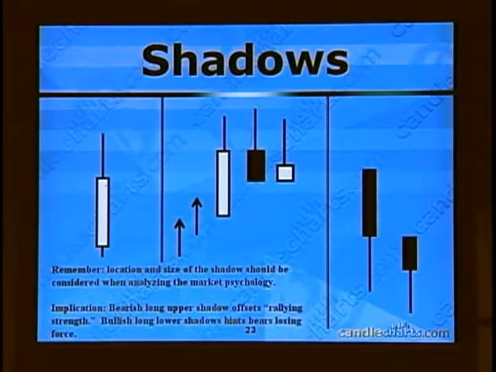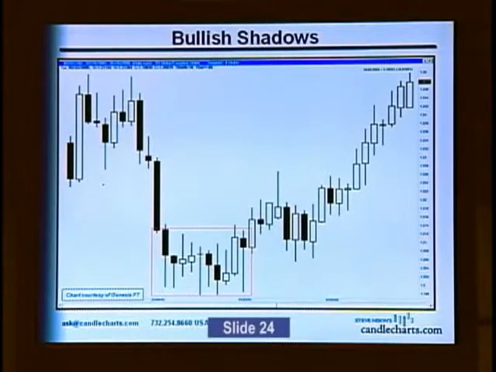Okay, so we always have to look at shadows. So here, for example, we have a series of long lower shadows near the same support area. Time after time after time, rejecting lower price levels.